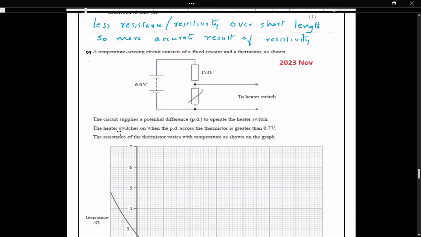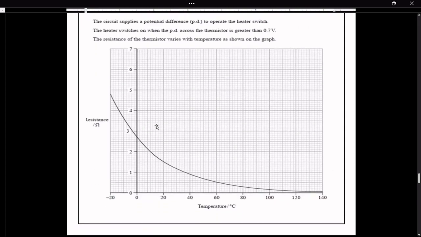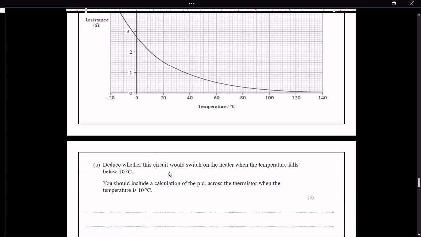Let's move on to the next question. A potential divider is given here. The question is, deduce whether the circuit would switch on the heater when the temperature falls below 10 degree. You should include calculation of the PD across the thermistor when the temperature is 10 degree. So where is the temperature 10 degree? Here we have temperature 10 degree. This is 10 degree temperature.